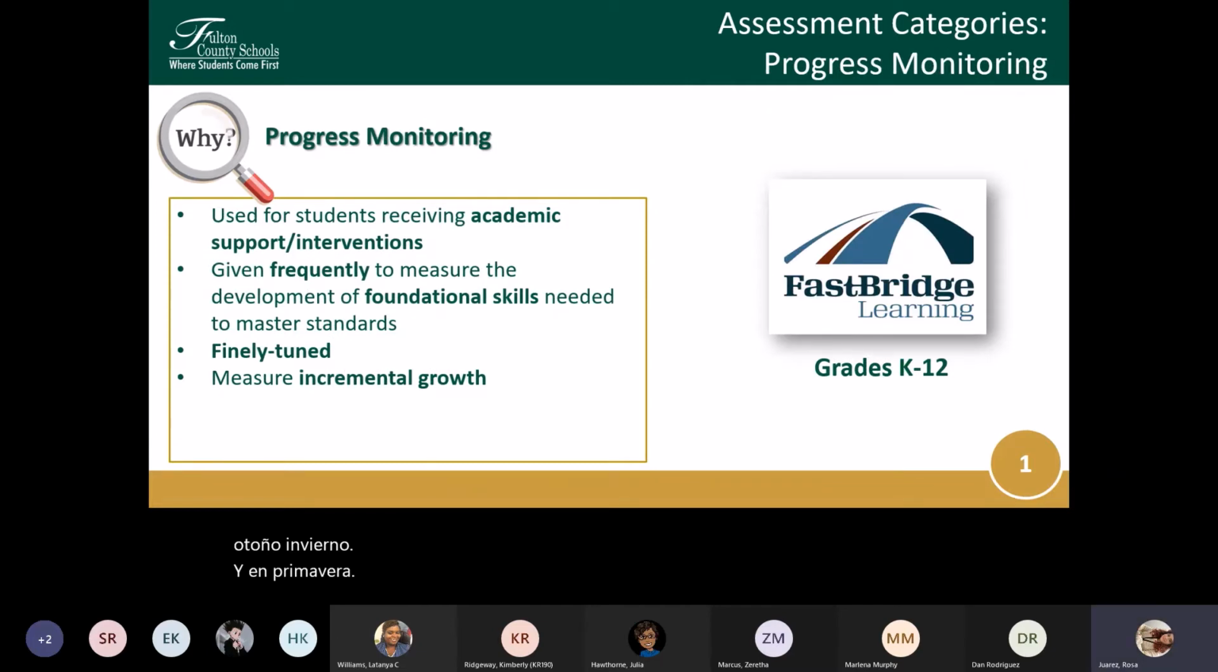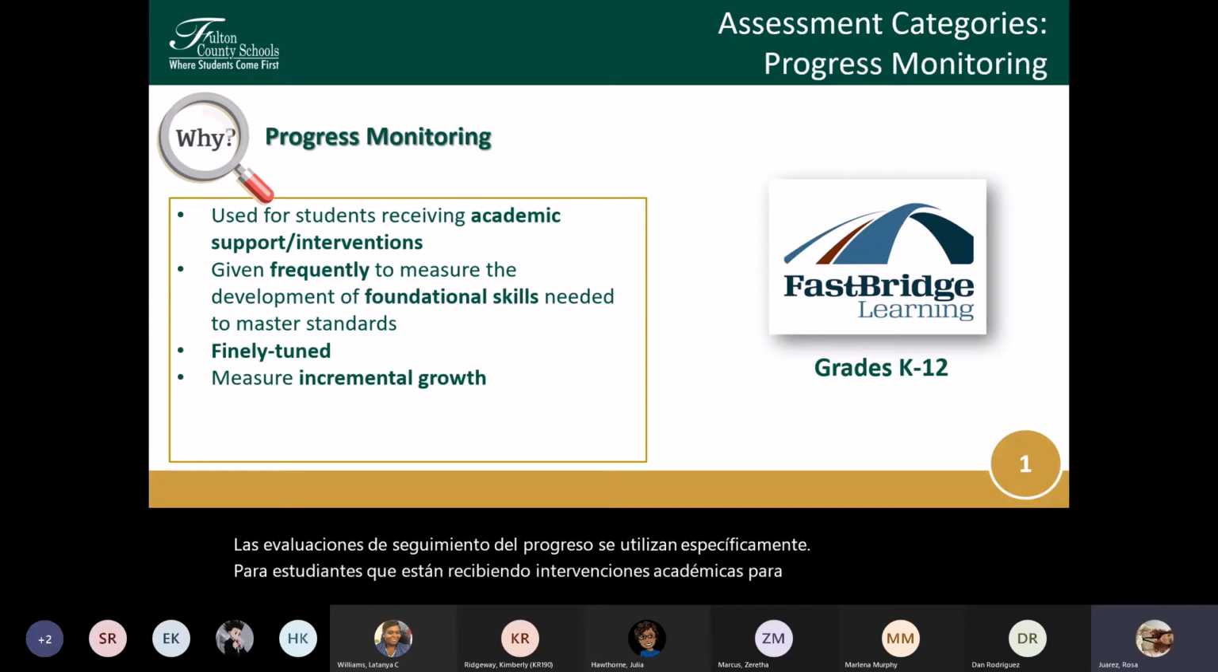Progress monitoring assessments are used specifically for students who are receiving academic interventions to support their learning. In Fulton County Schools, we use FastBridge as a progress monitoring assessment for grades K through 12.